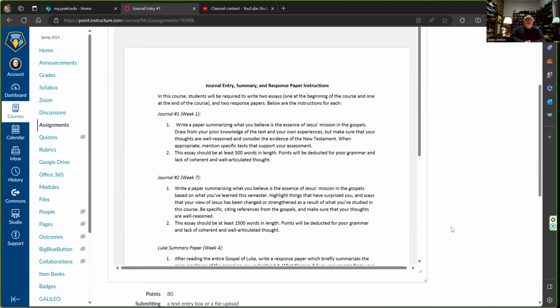And what we're asking you to do at the outset of this course is write a paper summarizing what you believe is the essence of Jesus' mission in the Gospels. Draw from your prior knowledge of the text and your own experiences, but make sure that your thoughts are well reasoned and consider the evidence of the New Testament. When appropriate, mention specific texts in the Bible that support your assessment.